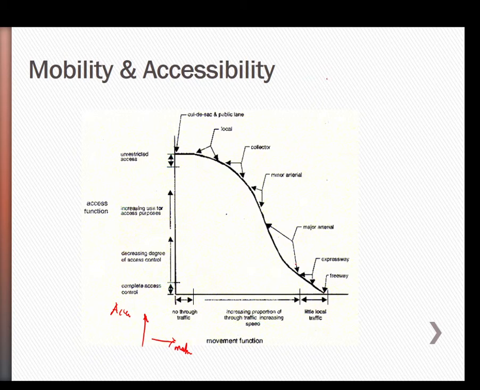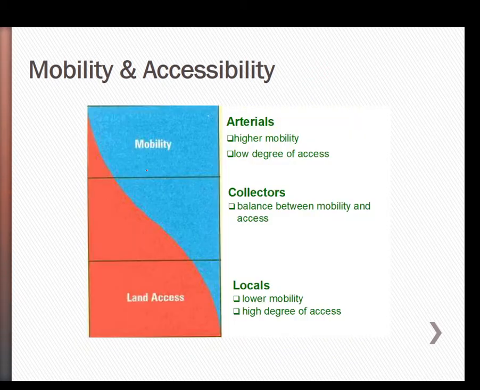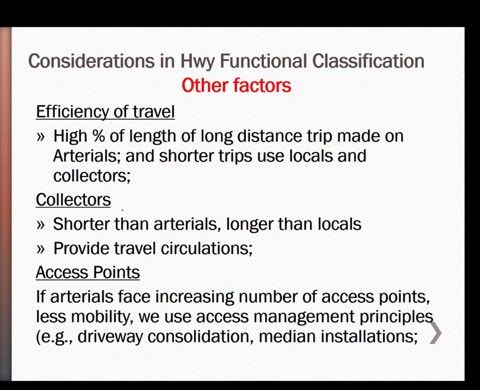So these are the different kinds of highways, starting from the freeway, the expressway, the major or principal arterials, the minor arterials, the collectors, and then the locals. We have started talking about the major or the principal arterial. We haven't yet talked about the other ones. Another curve here shows you that they contradict each other. The blue here shows the mobility, and you can see the locals have the highest access, the arterials have the highest mobility, and between them we have the collectors.